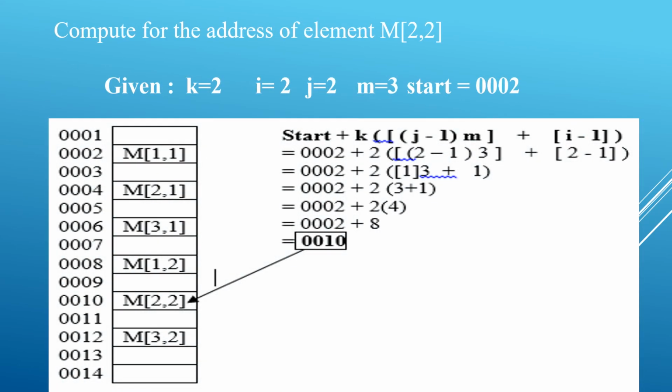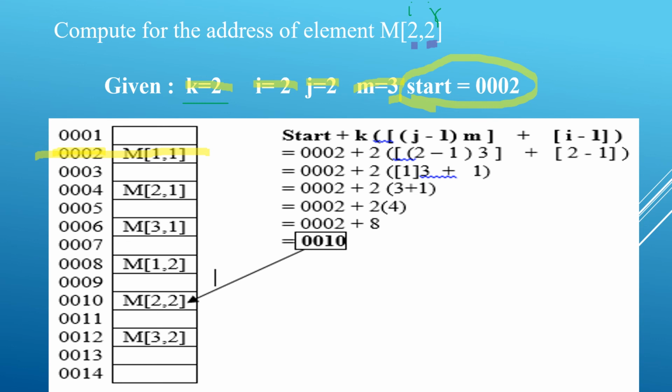So, what if we're going to compute for row 2, column 2? The value of i is 2 and the value of j is 2. Still the same problem: the size of each element is 2 words long, therefore k is equal to 2. I is 2 and j is 2. M is 3 because, as we said earlier, based on the given, the size of the array is m by n, that is, the array size is 3 by 2. So m is 3, and the value of start is the starting address of the first element, located at address 002.